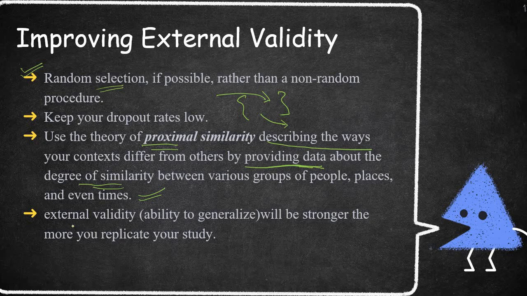And last but not least, you should be able to replicate your study. The more you are able to replicate your study in different places or times, the more it improves your ability to generalize. Your ability to generalize will become stronger should you replicate your study in, let's say, 1 industry, 2 industries, 5 industries, 7 industries. By comparing context or proximal similarity, you could build some kind of exercise that way. So this improves your external validity.